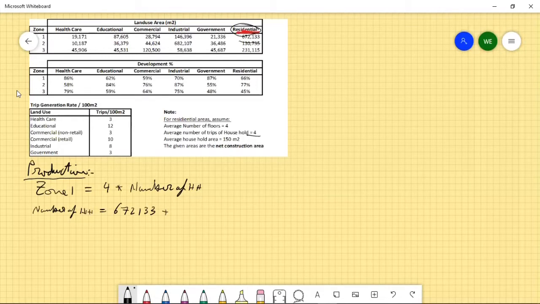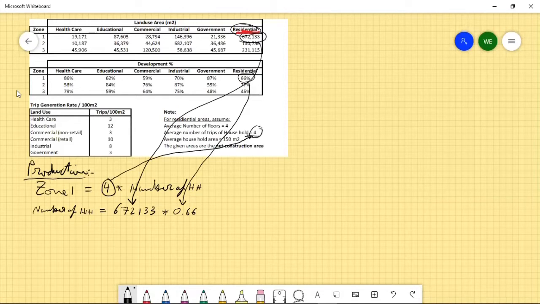Multiply with the percentage of development. How much of this area is constructed? It's 0.66. That's the value here. So this value comes down here, and this value we get from here. The number of trips we get from here. This way we get the meters that are constructed for households.